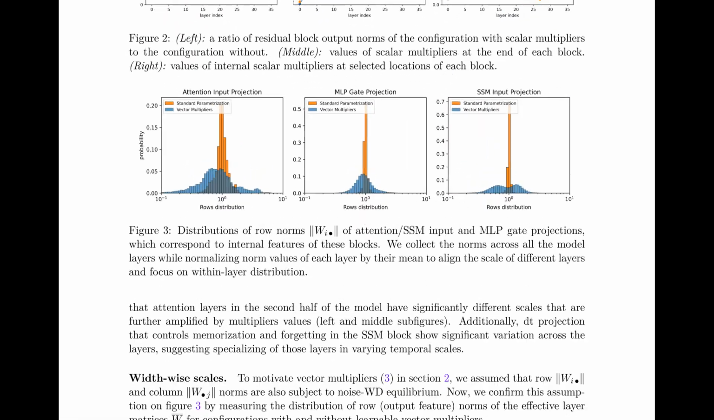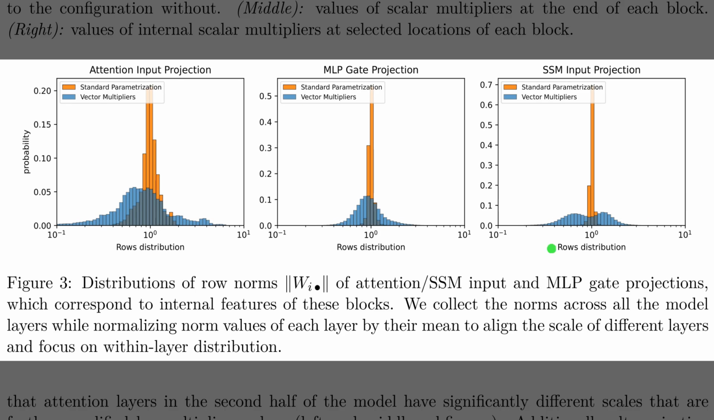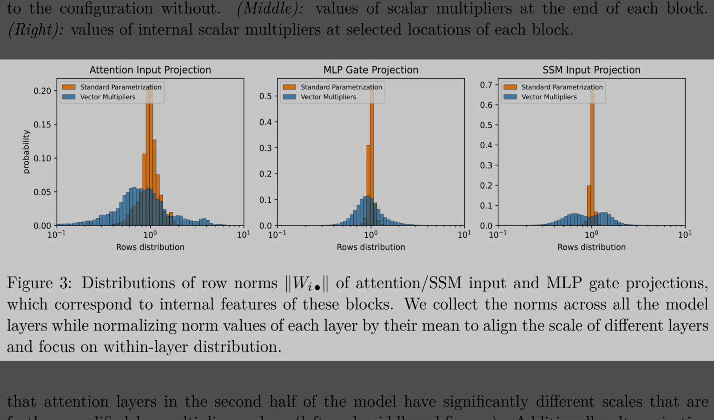So, Figure 3 illustrates how learnable multipliers unlock feature diversity across the model's width. The charts track row norms for the attention, multi-layer perceptron, and state space model projections. In the standard parameterization, shown by the orange spikes, the norms are tightly constrained to a single scale. In contrast, the blue histograms for the vector multipliers show a much wider spread. This variance indicates the model is successfully learning to emphasize important features and suppress others, creating a richer internal representation.